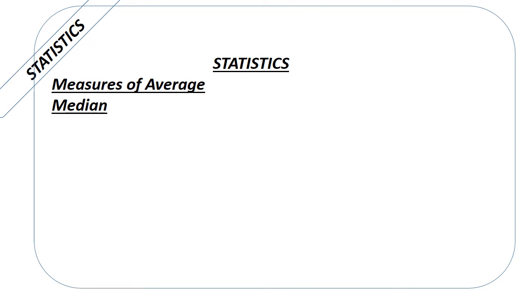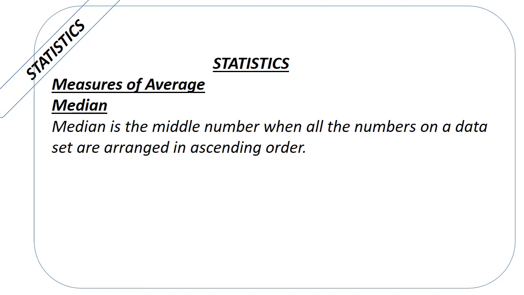Finally, we take a look at median. Median is just the middle number when all the numbers in a data set are arranged in ascending order. Ascending order means arranging them from small to big. So when you have been given the data set, you arrange the numbers starting from small to big. Then look at the number in the middle, that's your median.